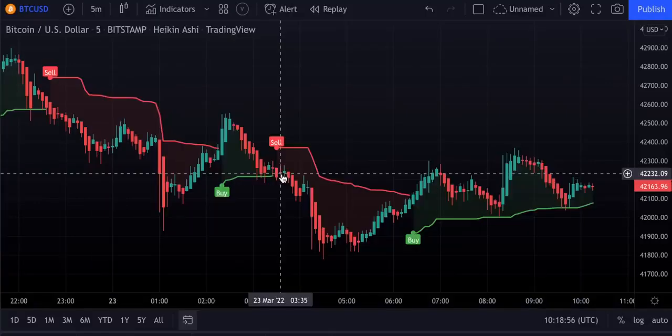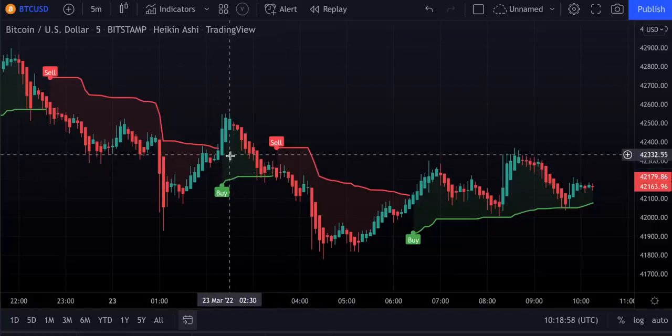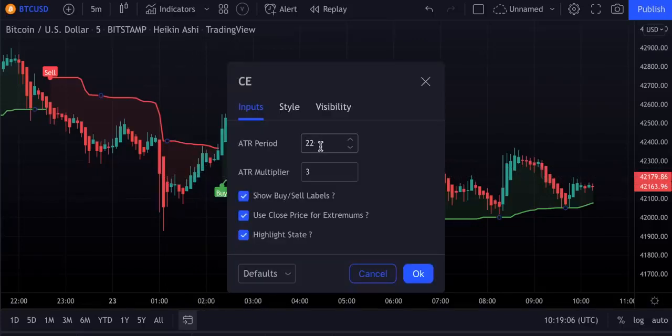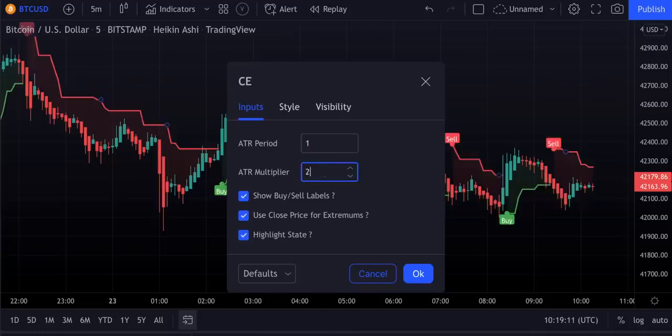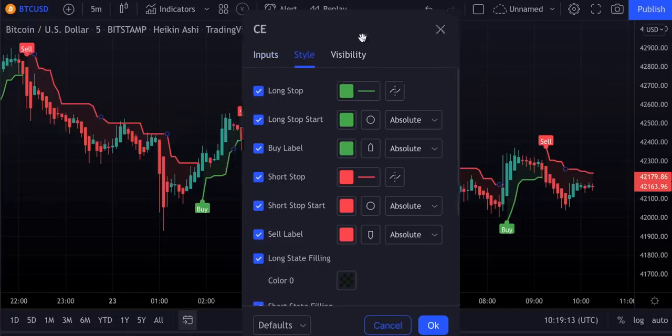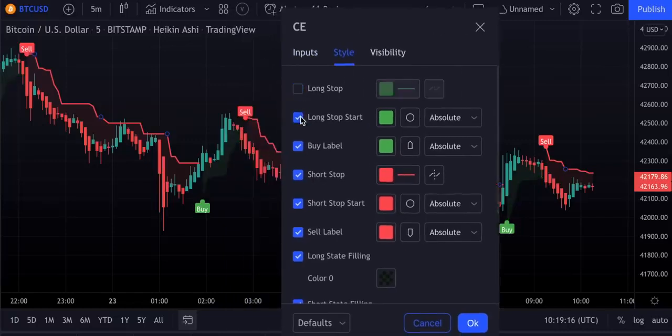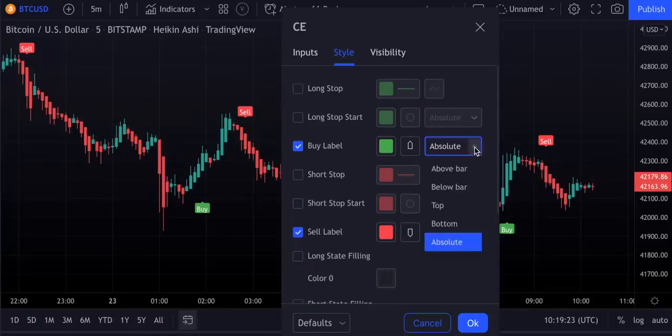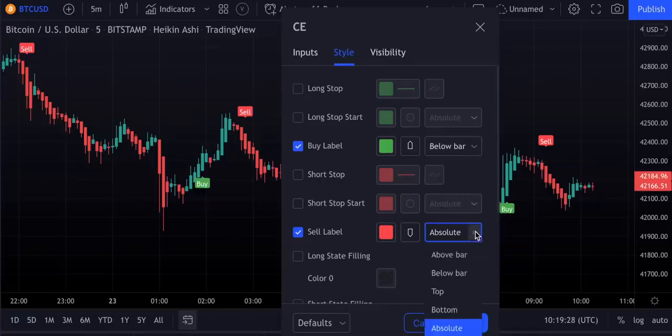Okay, so we have our indicator on our chart, but we see those signals are very inaccurate. So this buy signal could have been way sooner. So what we're going to do, we're going to tweak the settings. We're going to change the ATR period from 22 to 1 and our ATR multiplier from 3 to 2. Also, we're going to change the style. So we're going to get rid of all these unnecessary lines, all these fillings, and change these from absolute to below for buy label and above for sell label.